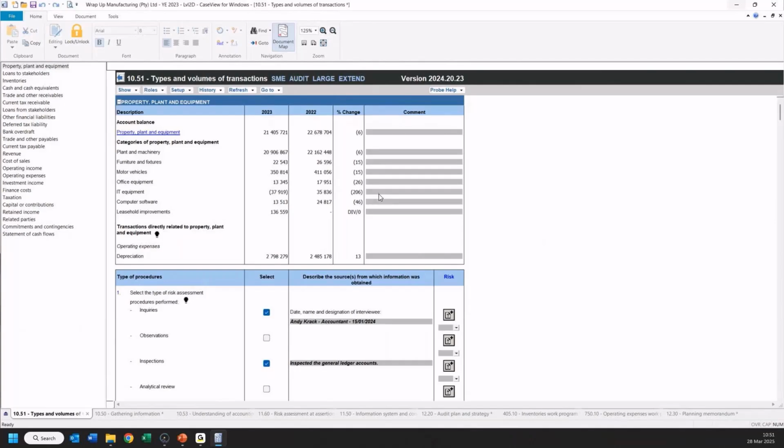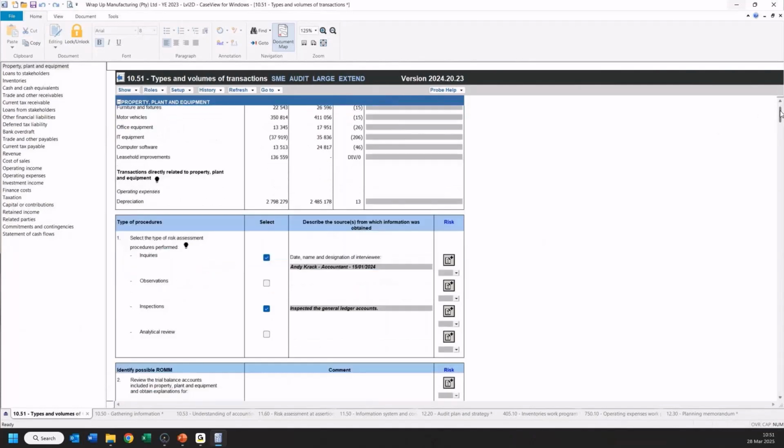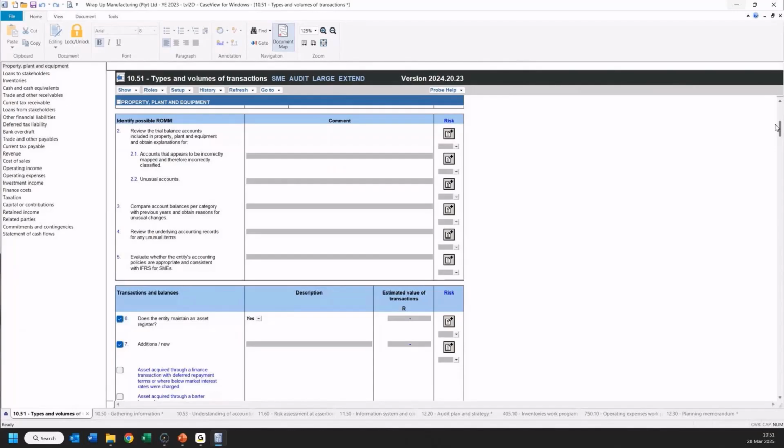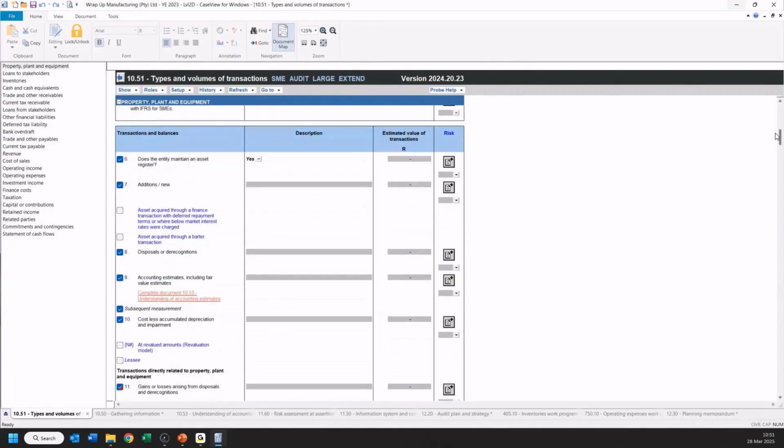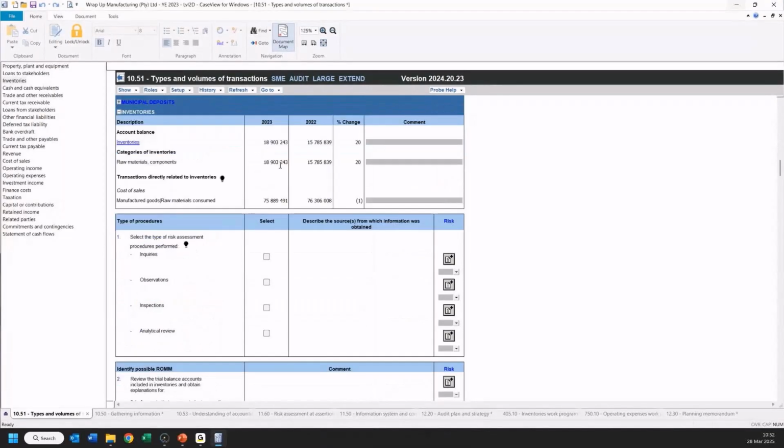All right, so that was PPE. We considered the types of procedures we performed, etc. I think I might have even indicated the possible things, and what would have indicated was the fact that the client has an asset register, and I indicated the gains and losses and things. Let's go and have a look at inventories, and then I'm going to take you through this because this is the one that I want us to look at.